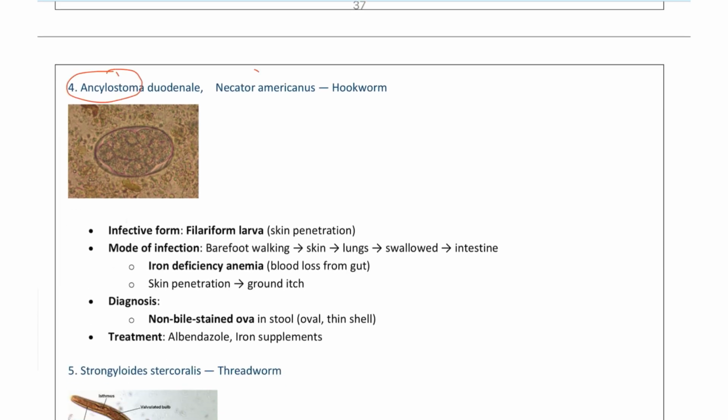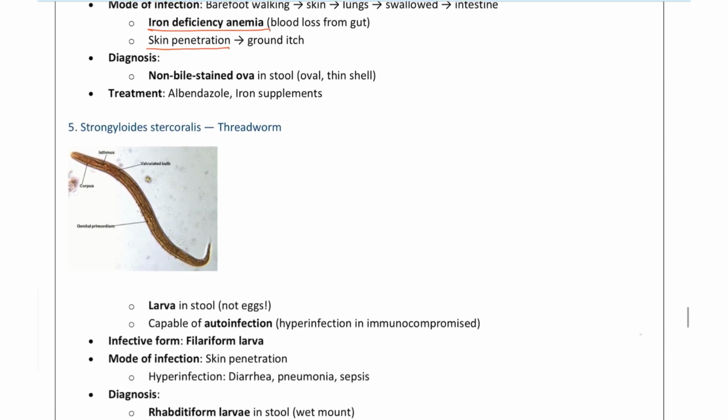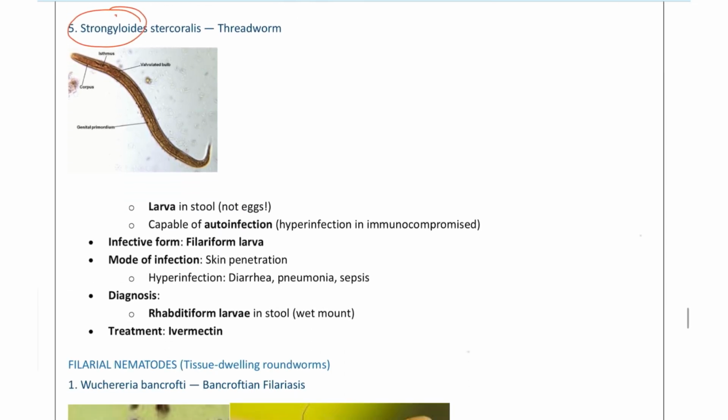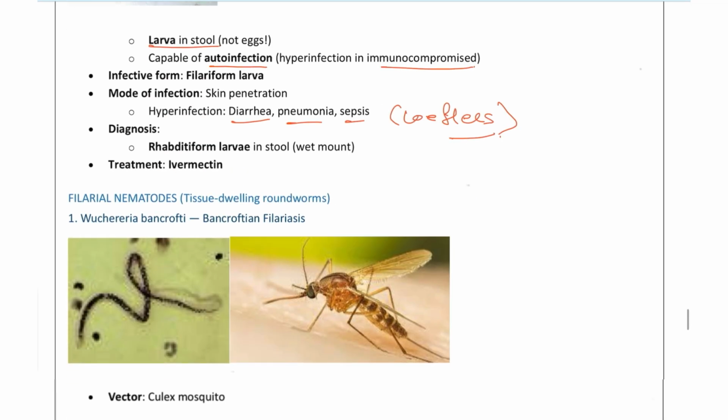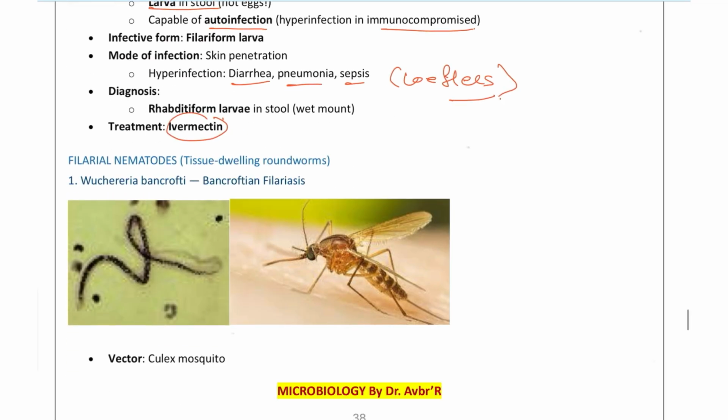Ancylostoma and Necator americanus, hookworms, are going to cause iron deficiency anemia. They are transmitted by skin penetration, okay, filariform larva. Strongyloides, again this is also via skin, where you are going to get infection from the skin, with auto-infection in immunocompromised patients, and commonly they are going to cause diarrhea, pneumonia, and sepsis. Again, this is also associated with Loeffler's syndrome. Drug of choice is ivermectin.